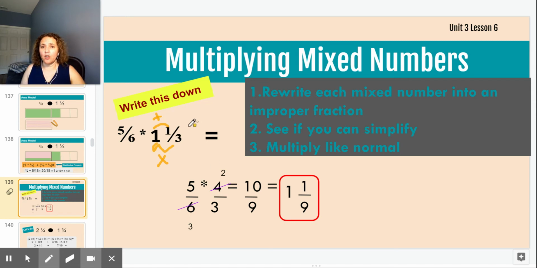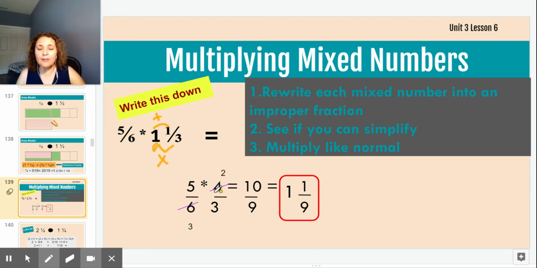So I turned it in. Now I can multiply like normal, right? Numerator times numerator, denominator times denominator. But first I'm going to see, can I simplify like we learned? So does 5 go into 6? Nope. Does 3 go into 5? Nope. And remember, it can't be denominator with denominator or numerator with numerator. It's got to be numerator with denominator or denominator with numerator.